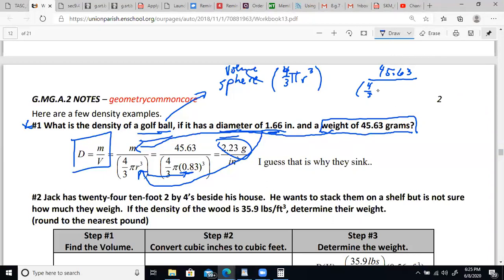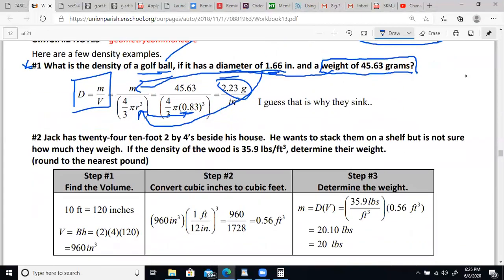Anyway, it'd be 4/3 times 3.14, then times 0.83 to the third power. Now, all that's got to be together. So whatever this answer is, you do 45.63 divided by that. Clearly, you want a calculator for this. It would be a lot of tedious work to do it all by hand. Now you can see why golf balls sink, because it's 2.23 grams for every cubic inch of that golf ball.